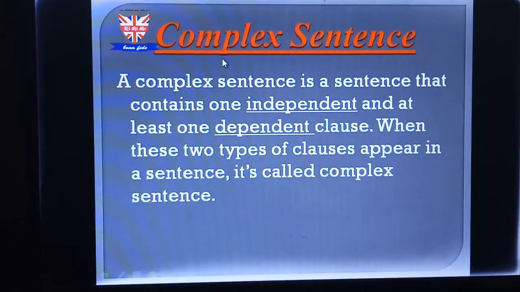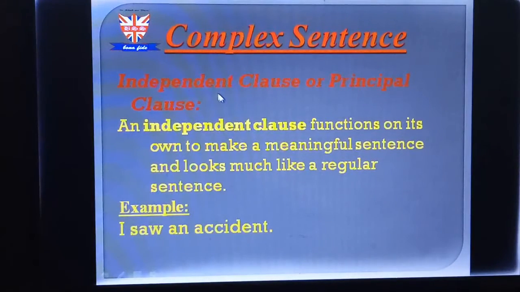Okay, let me remind you of something we have done in the previous video: what is an independent clause. An independent clause functions on its own to make a meaningful sentence and looks much like a regular sentence. So in another way, we can say that an independent clause is a complete sentence. Okay, it's a meaningful complete sentence. You can see the example. I saw an accident. It's a complete sentence.